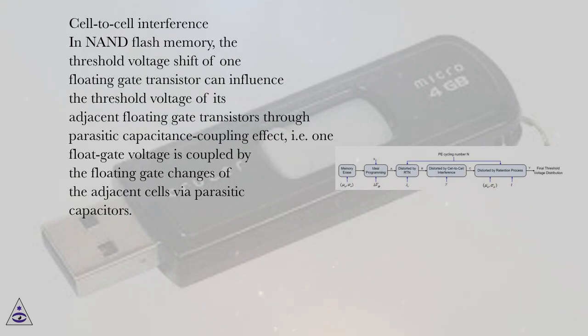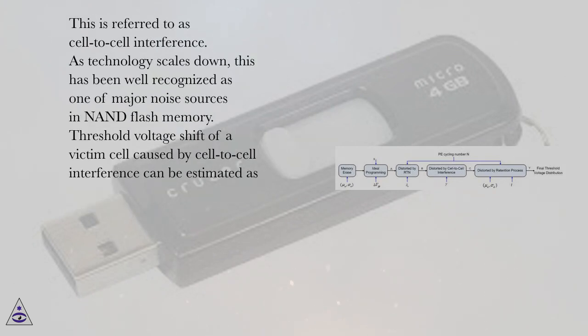Cell-to-cell interference. In NAND flash memory, the threshold voltage shift of one floating gate transistor can influence the threshold voltage of its adjacent floating gate transistors through parasitic capacitance coupling effect, i.e., one floating gate voltage is coupled by the floating gate changes of the adjacent cells via parasitic capacitors. This is referred to as cell-to-cell interference. As technology scales down, this has been well recognized as one of the major noise sources in NAND flash memory.